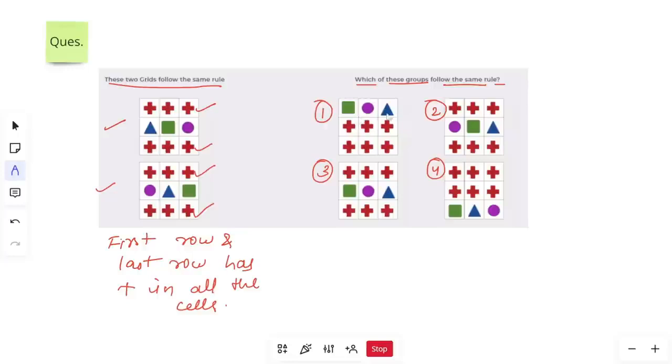Now let's see this first option. In the first option, the first row does not have the plus in all the cells. Let's see the second option. Yes, the second one does have it, so we can say yes, this is following the logic. The third image is also following it. And the fourth again is not following the logic. So the correct answer for this question is that image number 2 and image number 3 are following the same rule as per the given images.